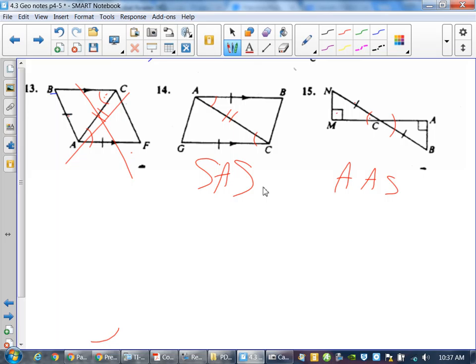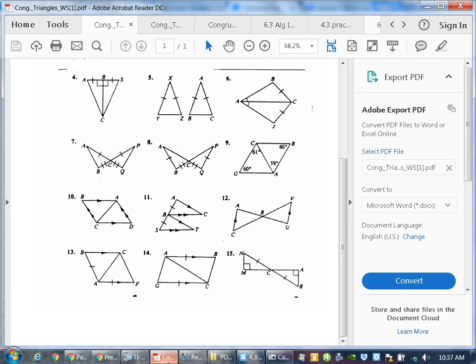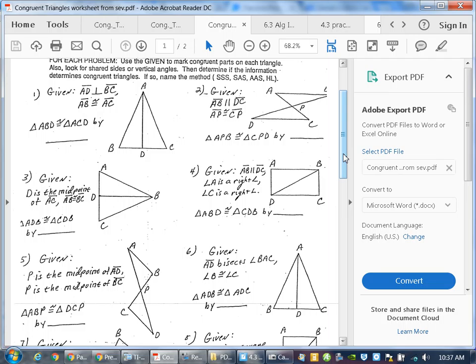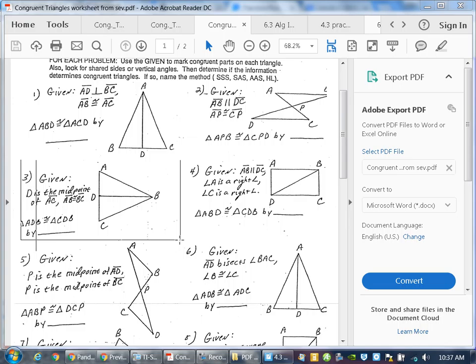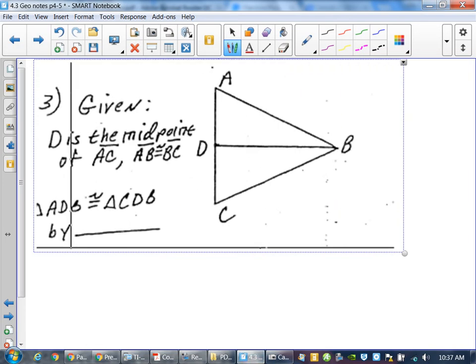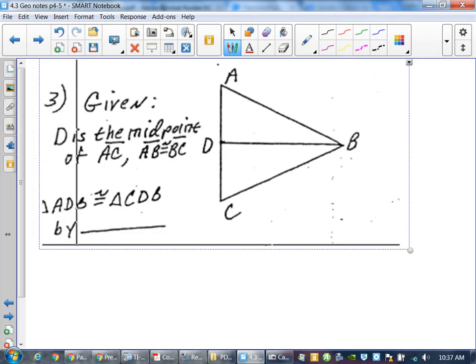Now the other one you guys did yesterday, I think I did the first two, right? Yeah. Okay. What I want you guys to see here on number 3, you need to have your progression sheets out when you're doing these things because it's basically telling you what to do. Remember, your progression sheet says if you have a midpoint, then you've got 2 sets of congruent sides.